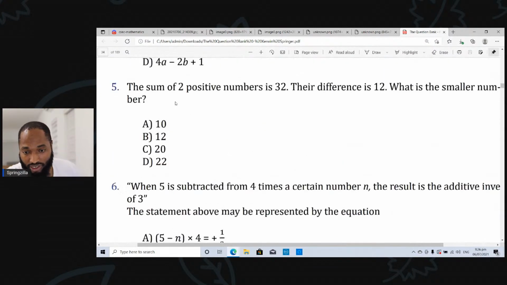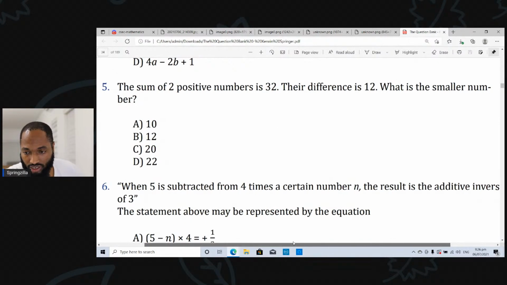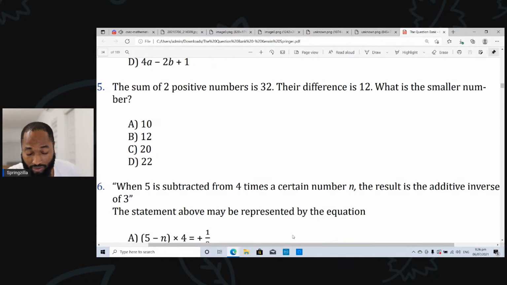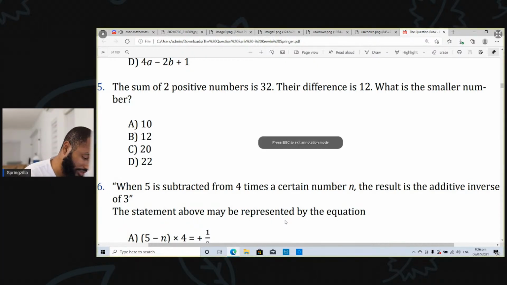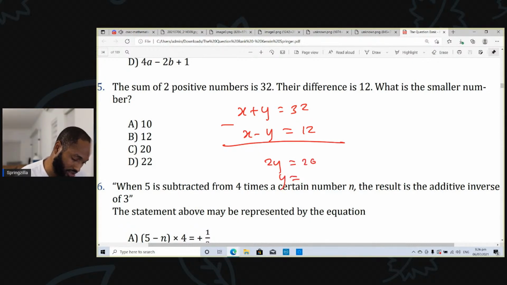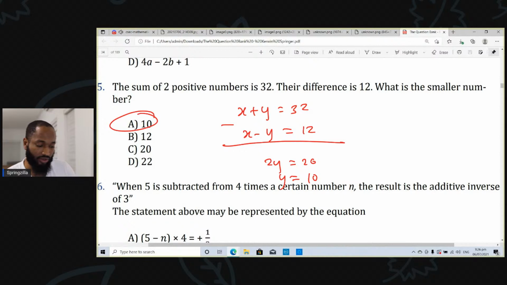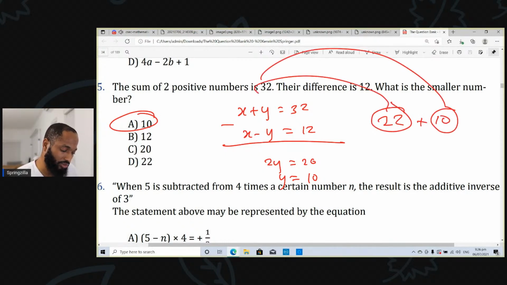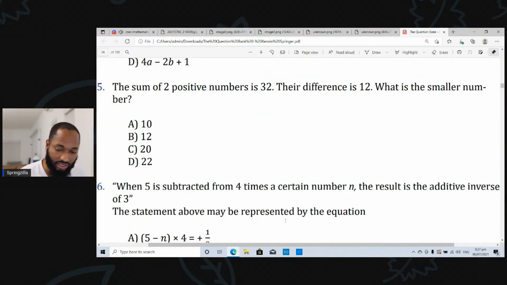I'm checking no more. The sum of two positive numbers is 32. The difference is 12. What is the smaller number? This is a simultaneous equation. Two positive numbers, add them together, you get 32. Subtract them, you get 12. So you get 2y is equal to 20, y is equal to 10. The smaller number is 10, because the bigger number is 22. 22 and 10 add up to 32, subtract, get 12. Nice. E having it.